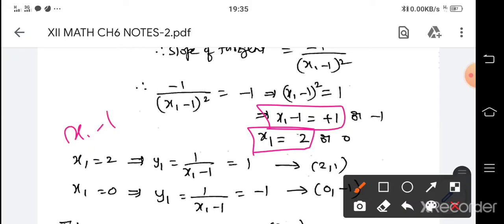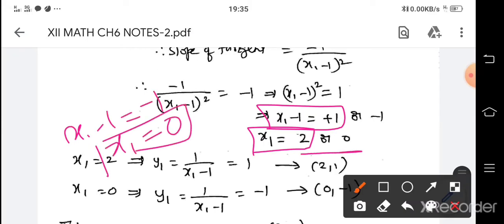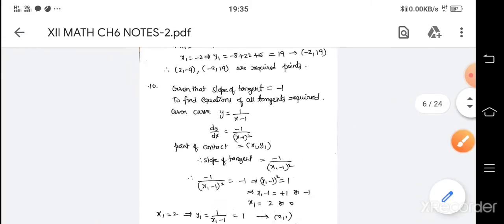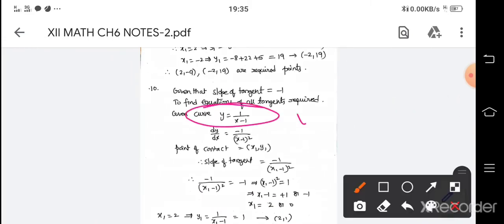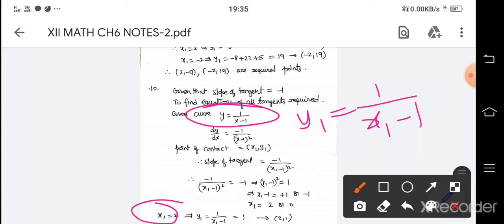x1 minus 1 is equal to minus 1, I get x1 is equal to 0. So two values of x1 we got. We know very well now what the given curve is. This is the given curve. So y1 is equal to 1 by x1 minus 1. Substitute in that to get the y1 values. So x1 is equal to 2. When it is 2, the y1 value is 1. So (2, 1) is one point.